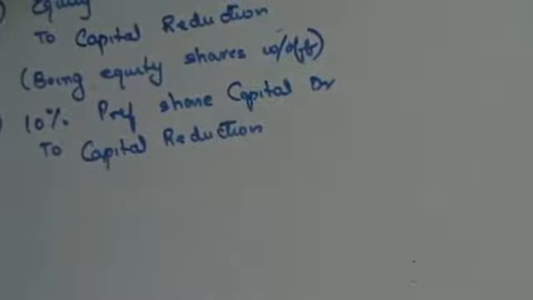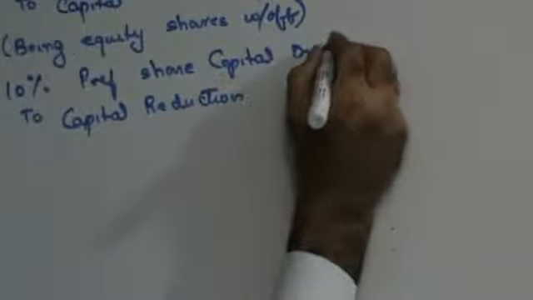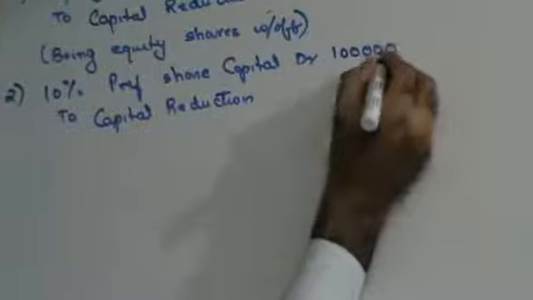Right? It is being written down from 10 rupees to 8 rupees. That means it is being written down by 2 rupees. My preference share capital is 5 lakhs. Each share is of 10 rupees, right? That means I've got 50,000 shares. Each share being written down by 2 rupees. 50,000 into 2, 1 lakh.